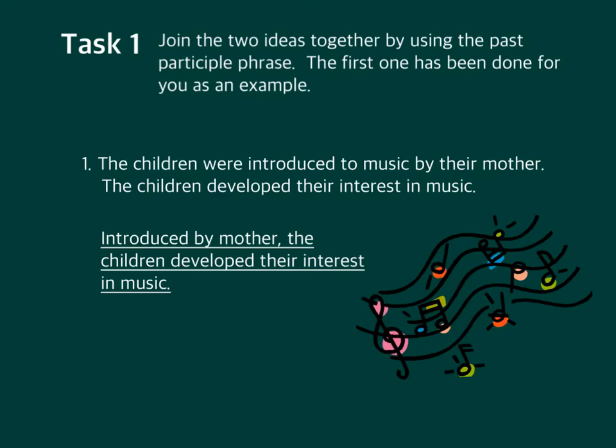Task 1. Join the two ideas together by using the past participle phrase. The first one has been done for you as an example. 1. The children were introduced to music by their mother. The children developed their interest in music. Introduced by mother, the children developed their interest in music.